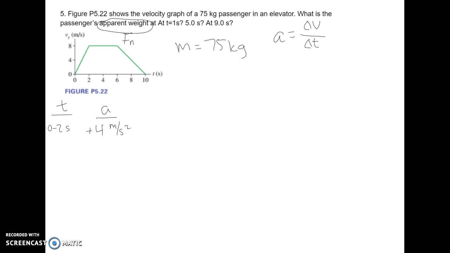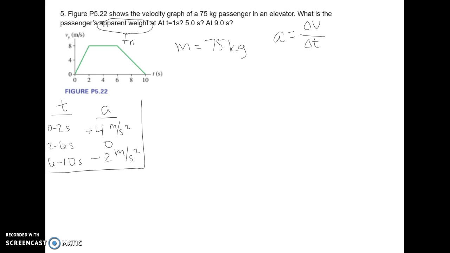All right. So next chunk is this middle chunk here from the time of 2 to 6 seconds. Our slope is 0. We do not accelerate. We stay at that constant velocity. So acceleration is 0 there. And then finally, from the time of 6 to 10 seconds, so that's a time of 4 seconds, we go from 8 meters per second to 0 meters per second. So our change in velocity is now negative, negative 8 over 4 seconds gives us negative 2 meters per second squared. Now we have found our acceleration values for the corresponding time.